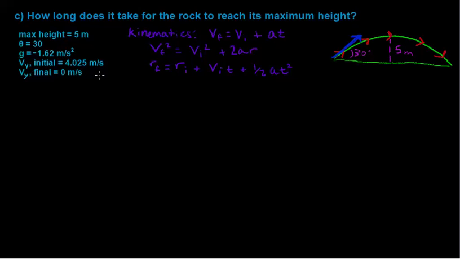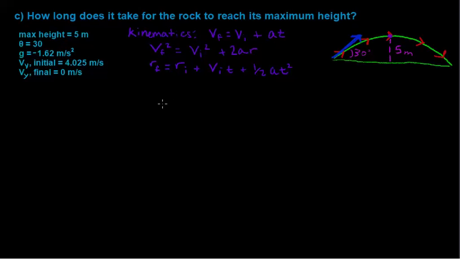including our two new values of the initial y direction velocity, 4.025 meters per second, and our final y direction velocity at the top of our rock's trajectory right here. And then we are also given the kinematic equations, which we wrote down in part B, now rewritten for us to use in this part again.